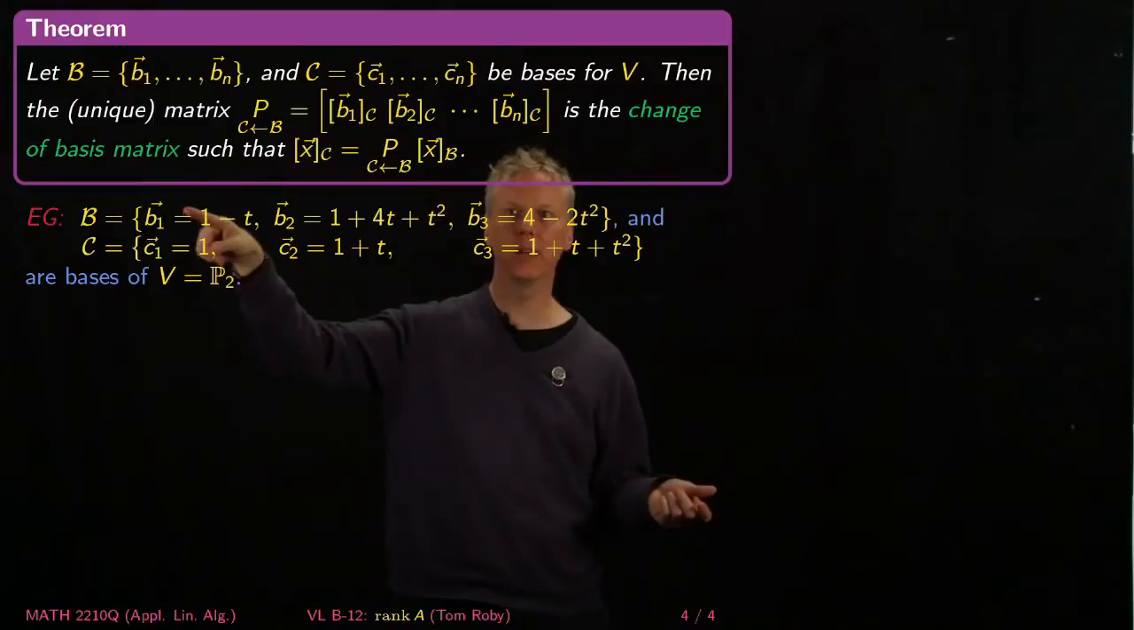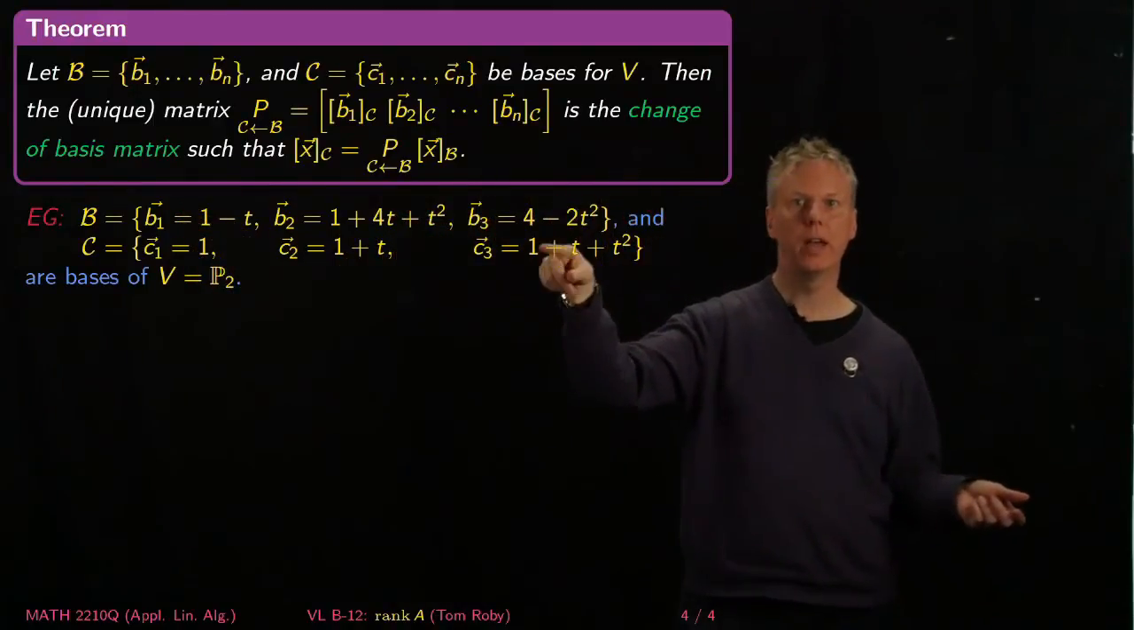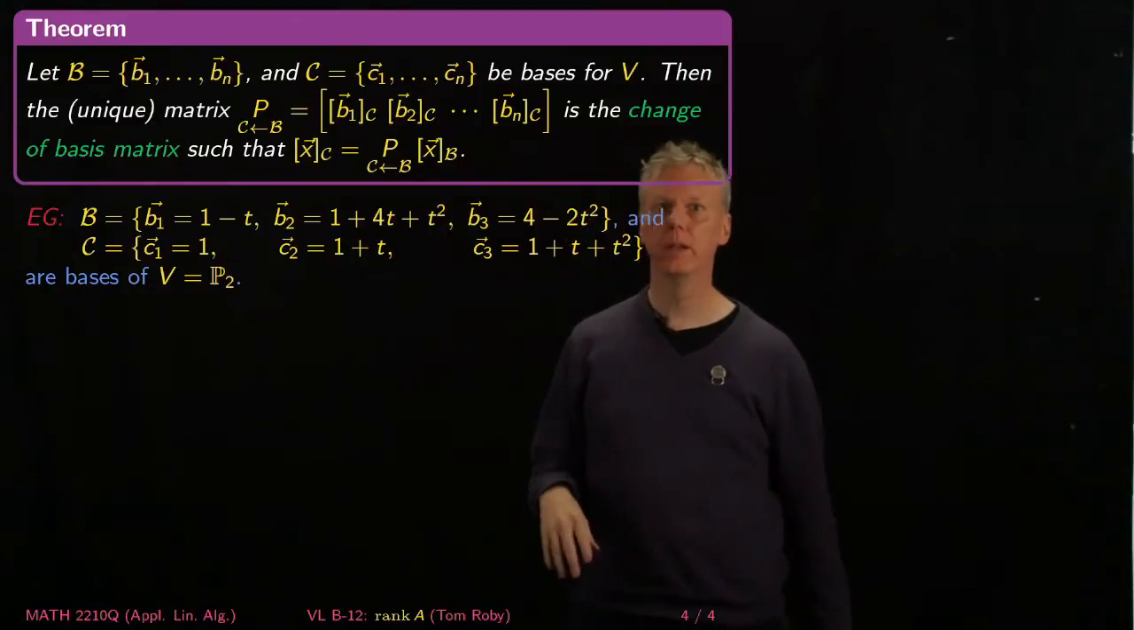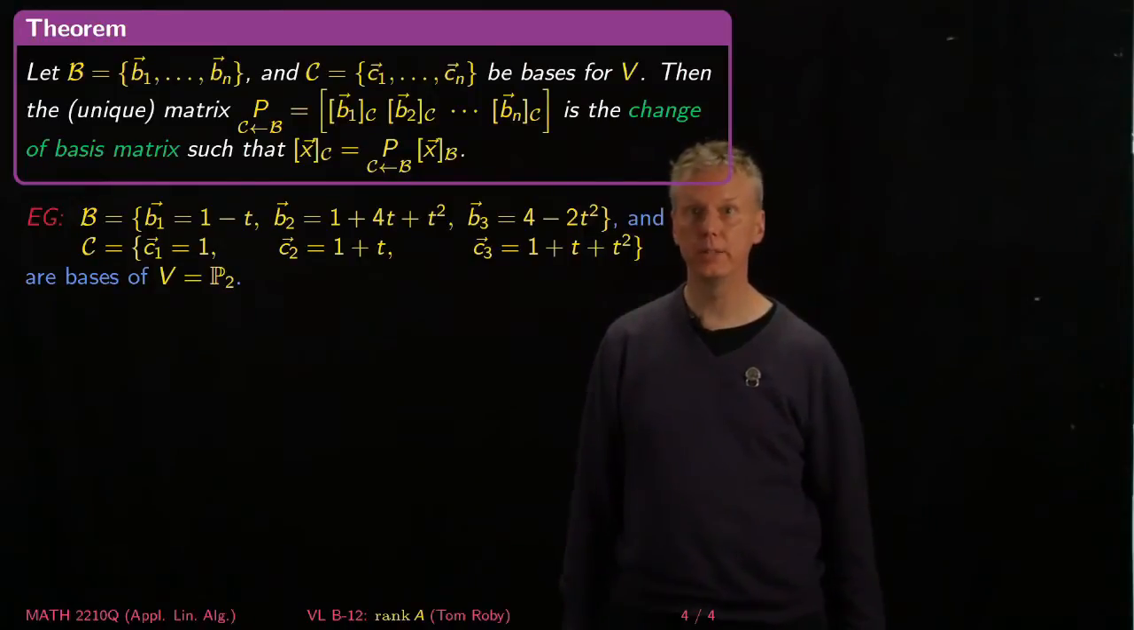Here's one basis set of basis vectors: 1 minus t, 1 plus 4t plus t squared, and 4 minus 2t squared. Just trust me, that's a basis. Okay? It's not hard to see directly that they're linearly independent and that they span.